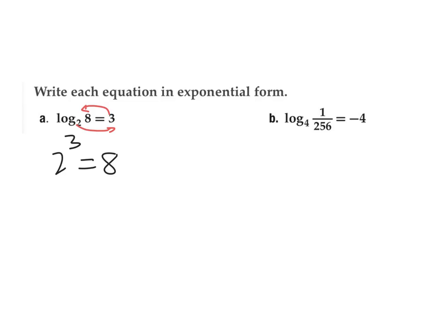So, again, if we use that cycling technique, 4 to the negative 4 equals 1 over 256. How many had that? Okay, and like I said, you can check that with your calculator. If that doesn't work out to be true, then you probably had it in the wrong order. So that's going from logarithmic form to exponential form. You just have to be able to go both directions.